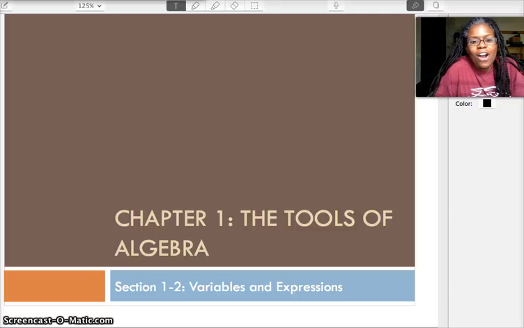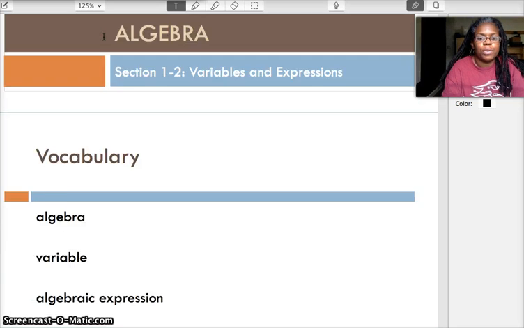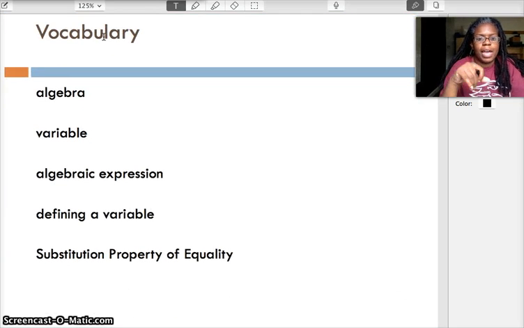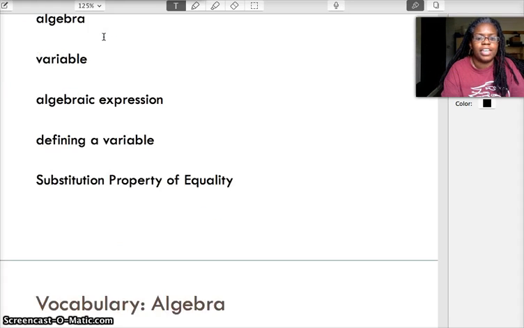Hey friends, we are in chapter 1 and we're looking at section 1-2, variables and expressions. So let's take a look at our vocabulary for today. We've got 5 vocabulary words or phrases: algebra, variable, algebraic expression, defining a variable, and substitution property of equality. So let's go ahead and define each one.